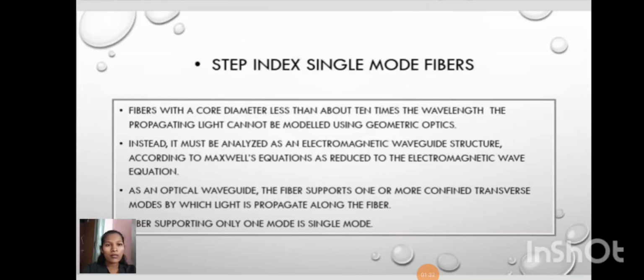Let us discuss the first one, step index single mode fibers. For fibers with a core diameter less than about 10 times the wavelength, the propagating light cannot be modeled using geometric optics. Instead, it must be analyzed as an electromagnetic waveguide structure according to Maxwell's equations as reduced to the electromagnetic wave equation. As an optical waveguide, the fiber supports one or more confined transverse modes by which light is propagated along the fiber. A fiber supporting only one mode is known as a single mode fiber.